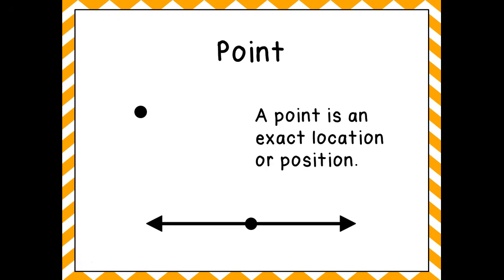The first one we have is a point. It looks exactly like this. It's just a dot. And a point is an exact location or position. You can see on this picture here, we have a point right there in the middle. So a point is just a dot. It's a space. Exactly right there.